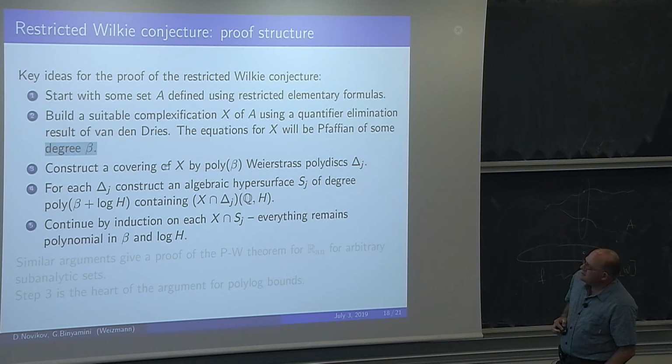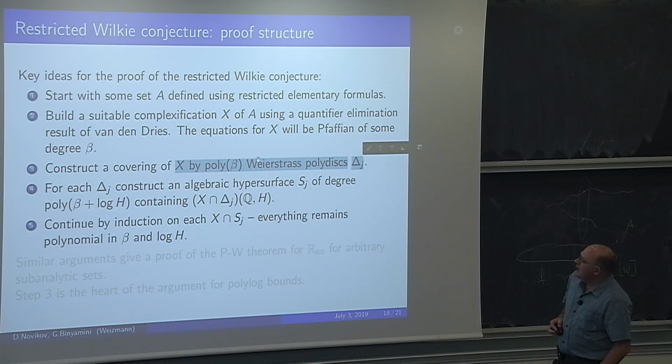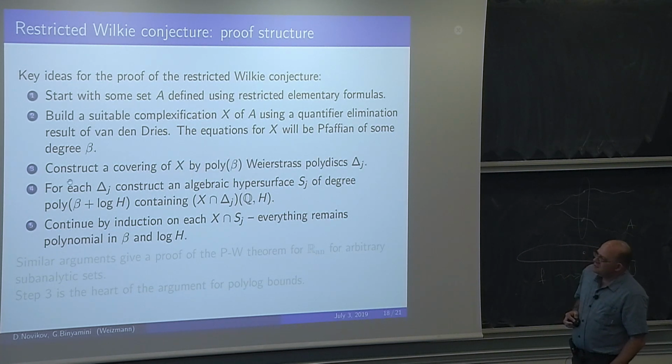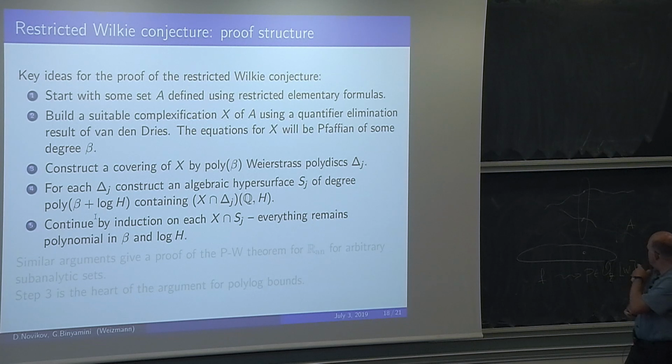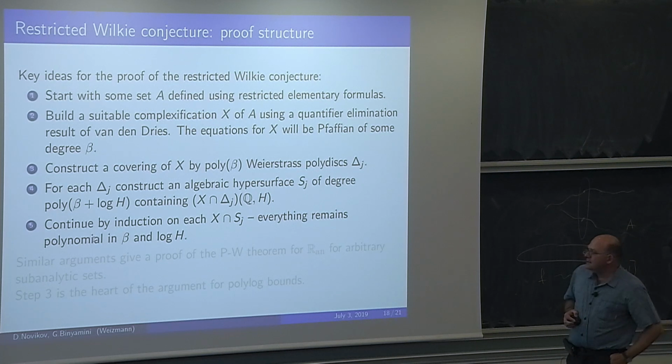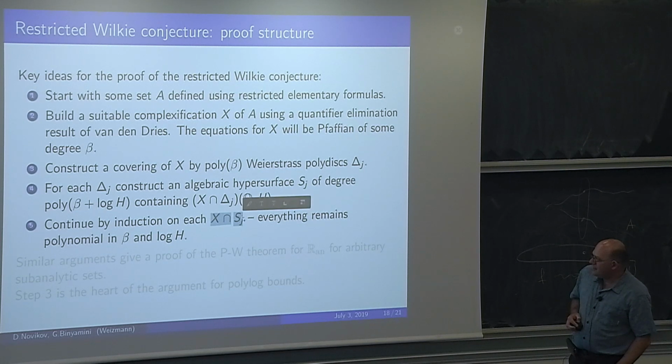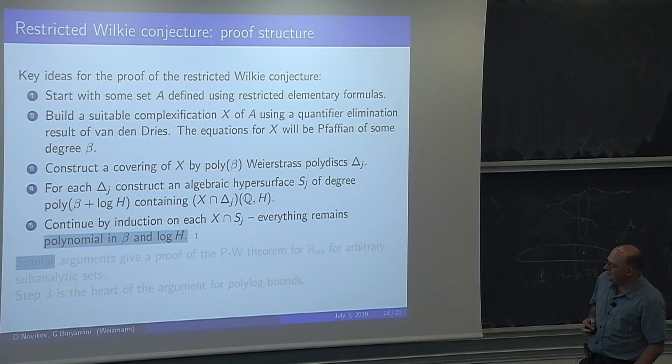Now we consider a covering of X by Weierstrass polydisks. And in each polydisk, we construct an algebraic hypersurface exactly as in the Bombieri-Pila proof. And we get an intersection like before, like this, which I erased. And we continue by induction on each intersection, and everything remains polynomial in beta and log h.